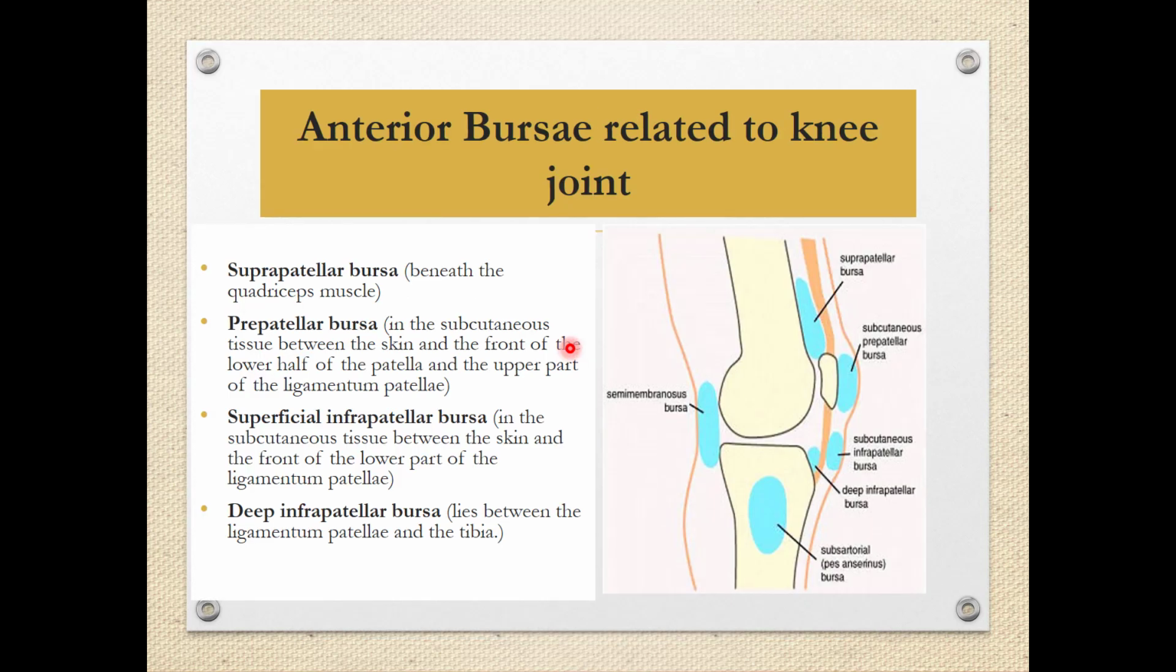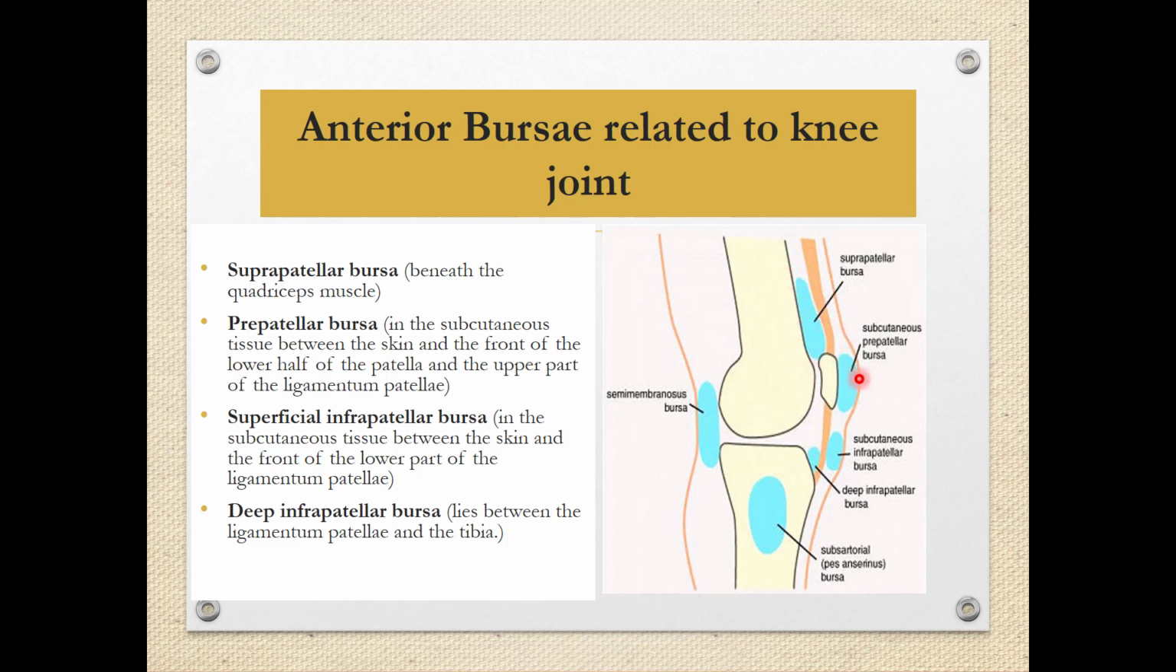Now we will discuss some of the bursa which are present anterior and posterior to the knee joint. First of all, anterior bursa related to the knee joint. There are 4 bursa which are present on the anterior side of the knee joint. Number 1 is the suprapatellar bursa. See here, this is the suprapatellar bursa. It is beneath the quadriceps tendon. This is the quadriceps tendon, and below the quadriceps tendon, this is the suprapatellar bursa.